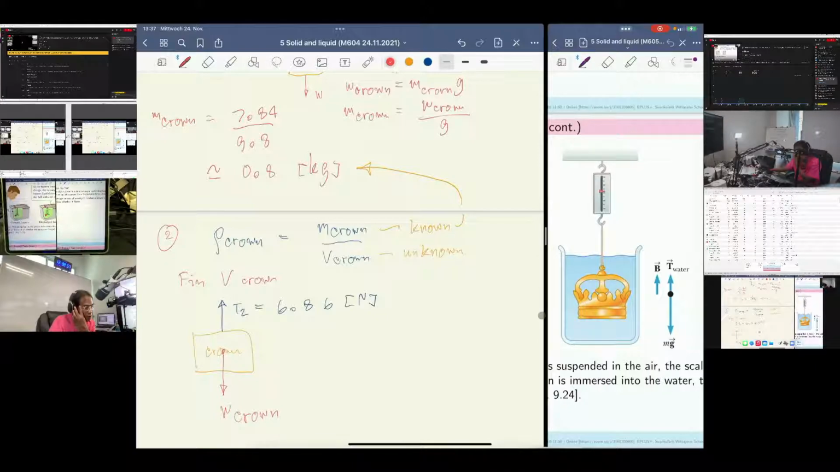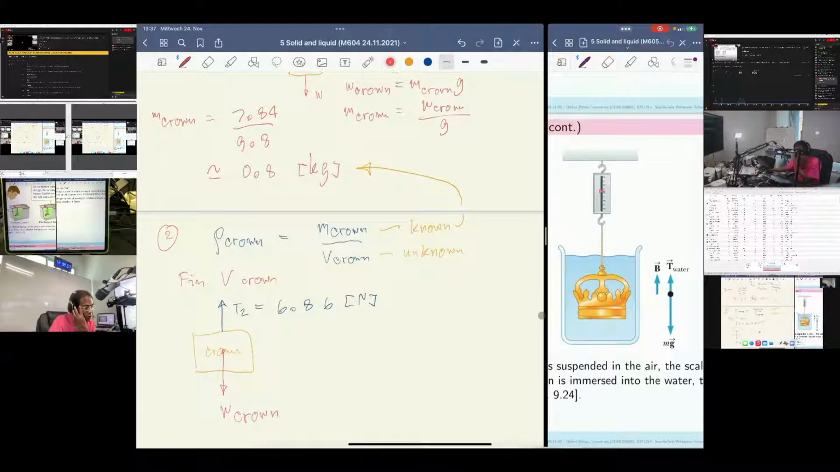So V crowd is gonna be the difference here, this term, divided by rho F and G. So we are gonna have W crowd minus T2 divided by rho F, the density of the fluid, times the gravitational acceleration on Earth. So let's get into the detail of this calculation. You would know V crowd.